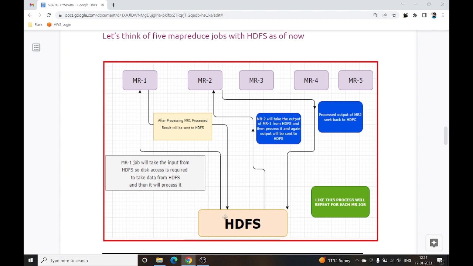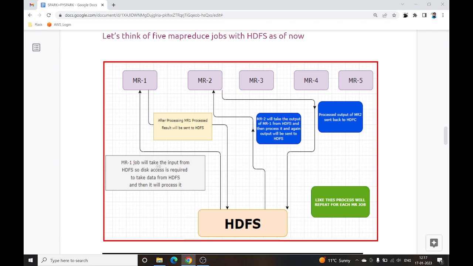So this is the storage part of Hadoop. Initially we are storing our big data in HDFS. Now what will happen if we have multiple MapReduce jobs? One MapReduce job gets divided into multiple MapReduce jobs. So let's think here we have 5 MapReduce jobs.